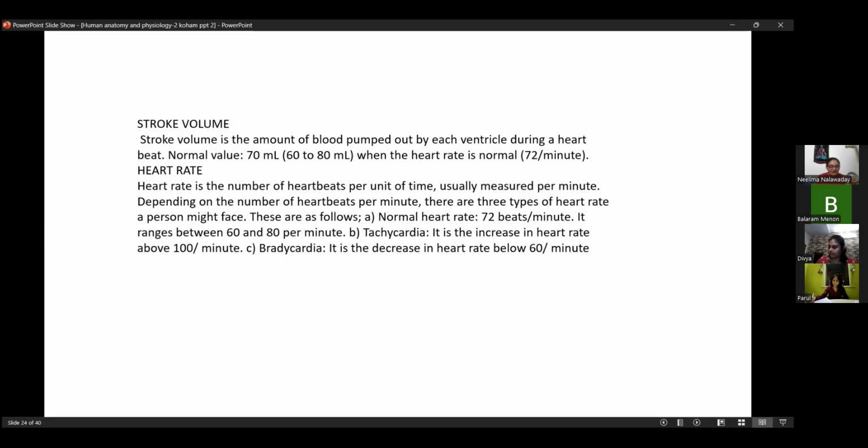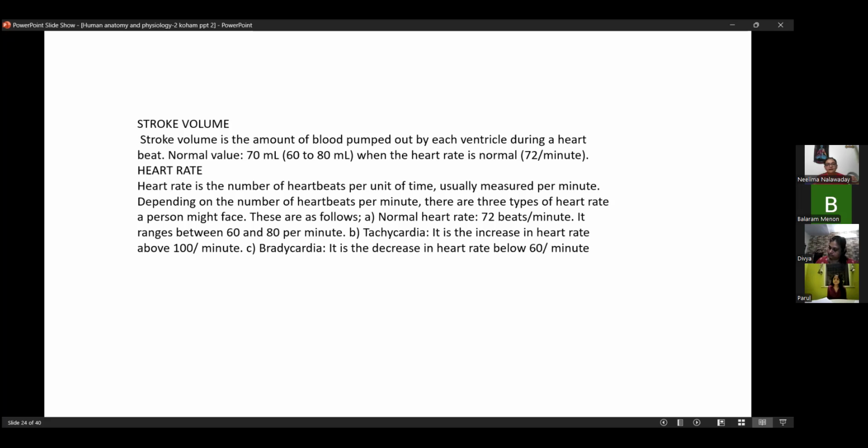Now, heart rate. Heart rate is the number of heartbeats per unit of time. We measure heart rate. It's very simple. Heartbeat we measure, and 60 to 80 per minute. Normal heart rate, as I had mentioned, it is 72 beats per minute. How many times does the heart beat in one minute? 72 beats per minute, and it ranges between 60 to 80 beats per minute.